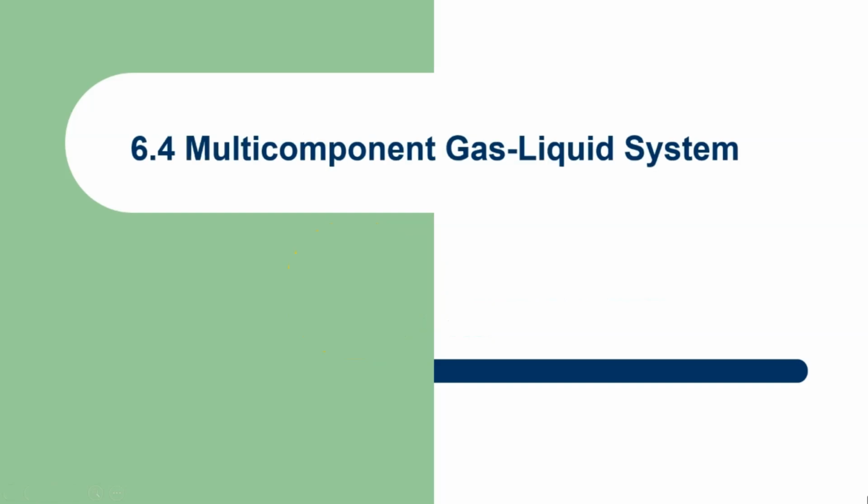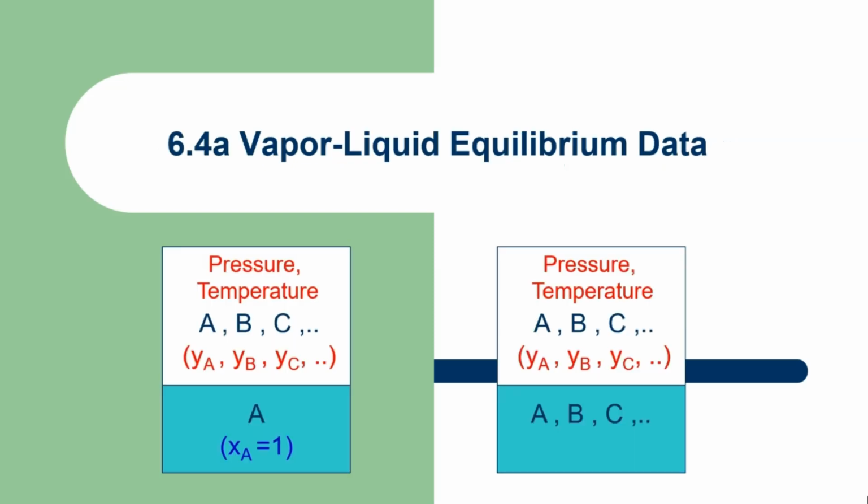So now let's go to section 6.4, multi-component gas-liquid systems. In 6.3, we talked about multiple components, but only one condensable component. But in section 6.4, we talk about many components that can be condensed. The case on the left-hand side is where only water can be condensed. That is 6.3. In 6.4, many components can be condensed, and we want to know the molar fraction in the gas phase and the molar fraction in the liquid phase.